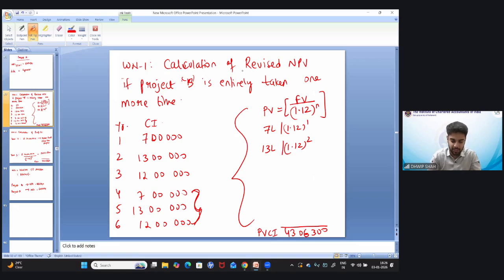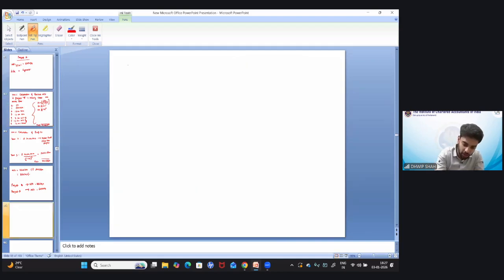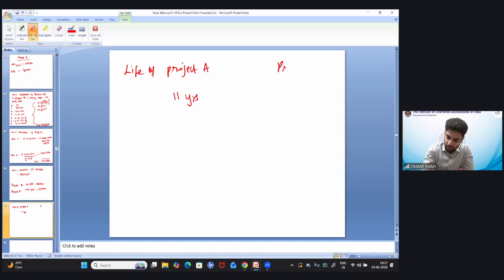See, here it was simple: one project's life was 6 years and one project's life was 3 years. So we know that the common multiple is 6. So take the entire project one more time and bring the life to the common multiple of 6. But what if the life of project A was 11 years and the life of project B was 13 years? If such a situation were there, what would we do?